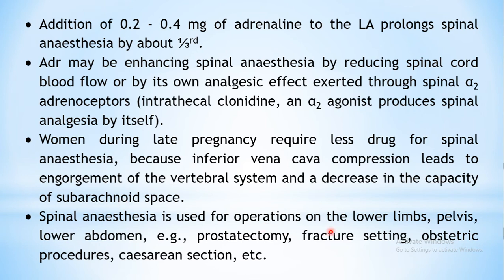Okay, so coming to the procedures which can be carried out, generally those areas restricted to your lower limbs, the pelvic region, or the lower abdominal region are the areas where the operative procedures can be carried out. Procedures like prostatectomy, removal of the prostate, fracture settings specifically in the lower limbs, or obstetric procedures relating to childbirth, cesarean sections and all. So all the procedures pertaining to the lower limbs or lower extremities or the lower abdomen can be performed under this type of anesthesia.